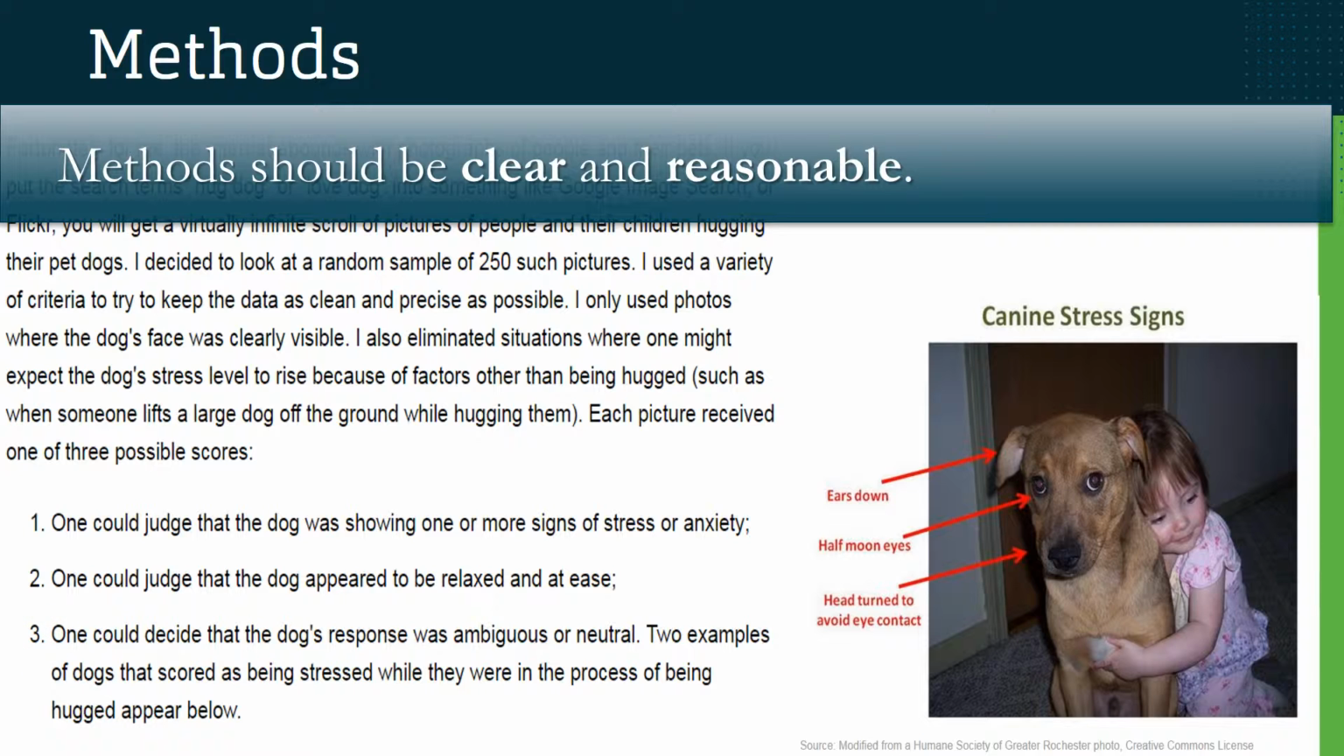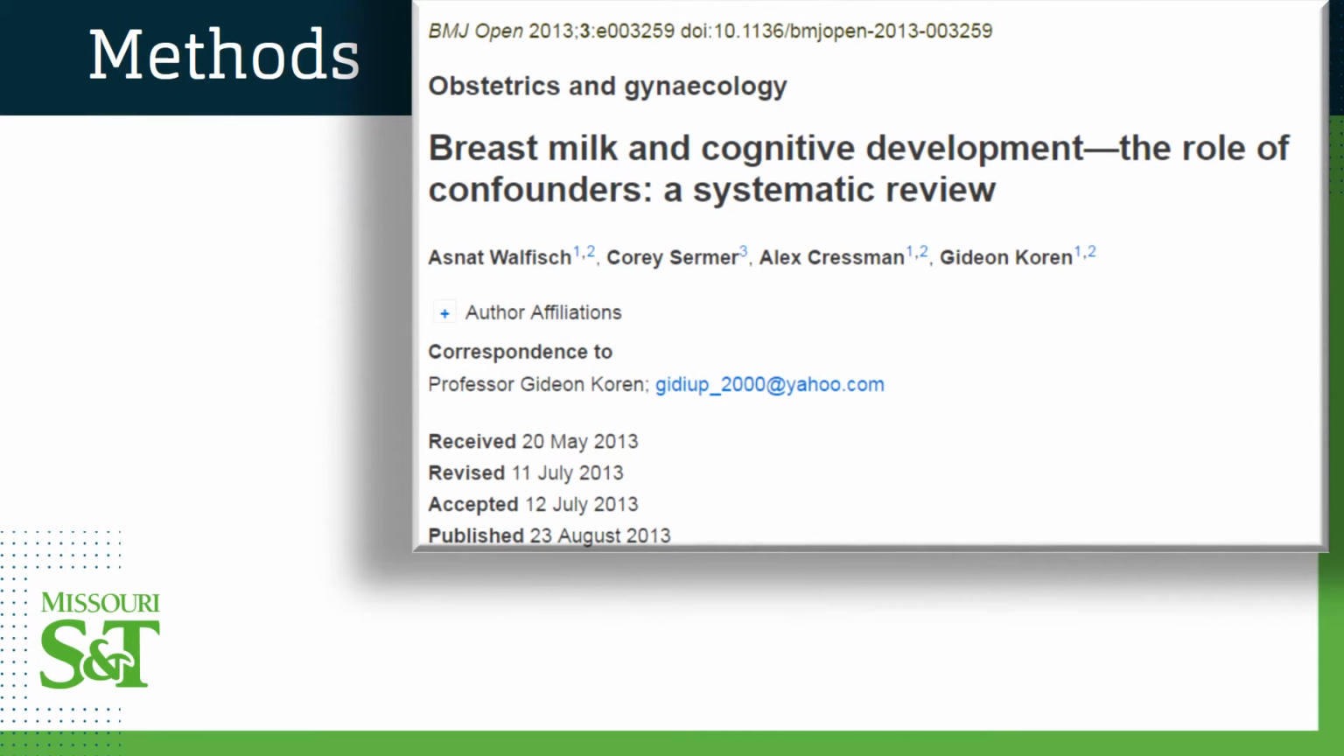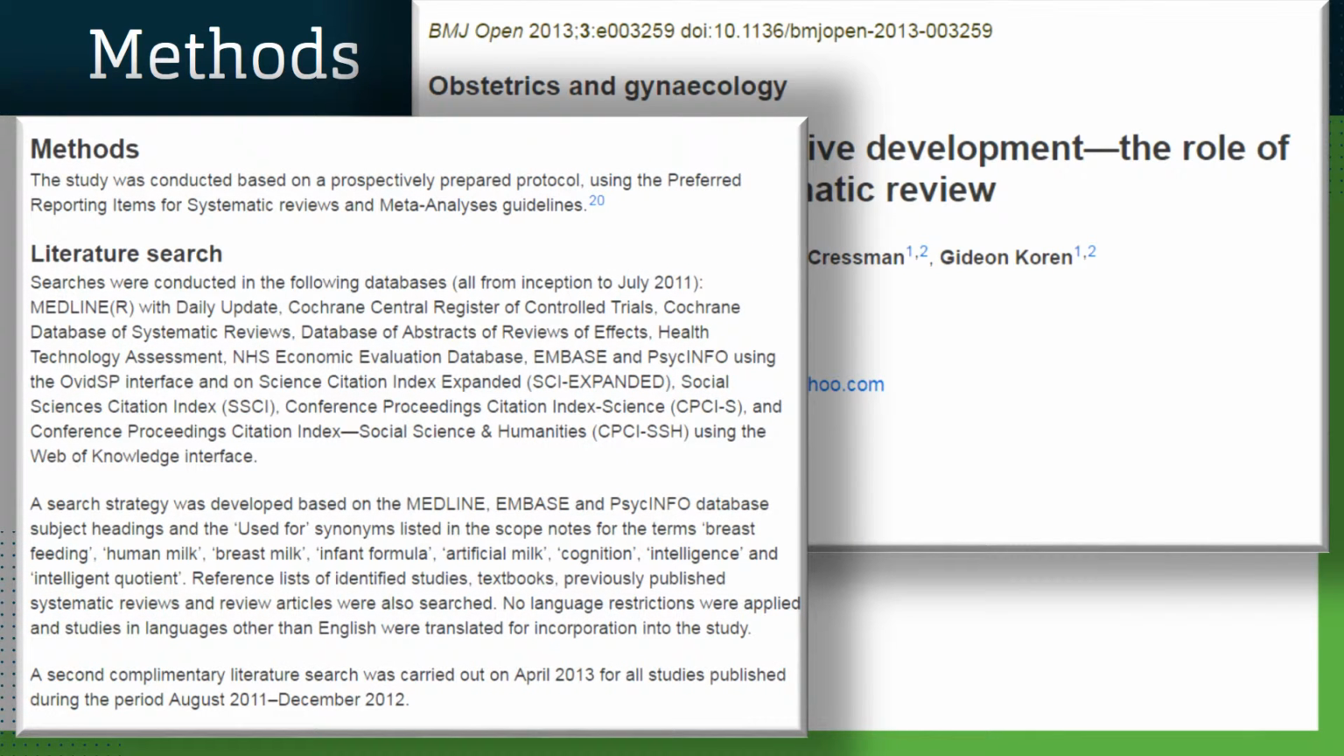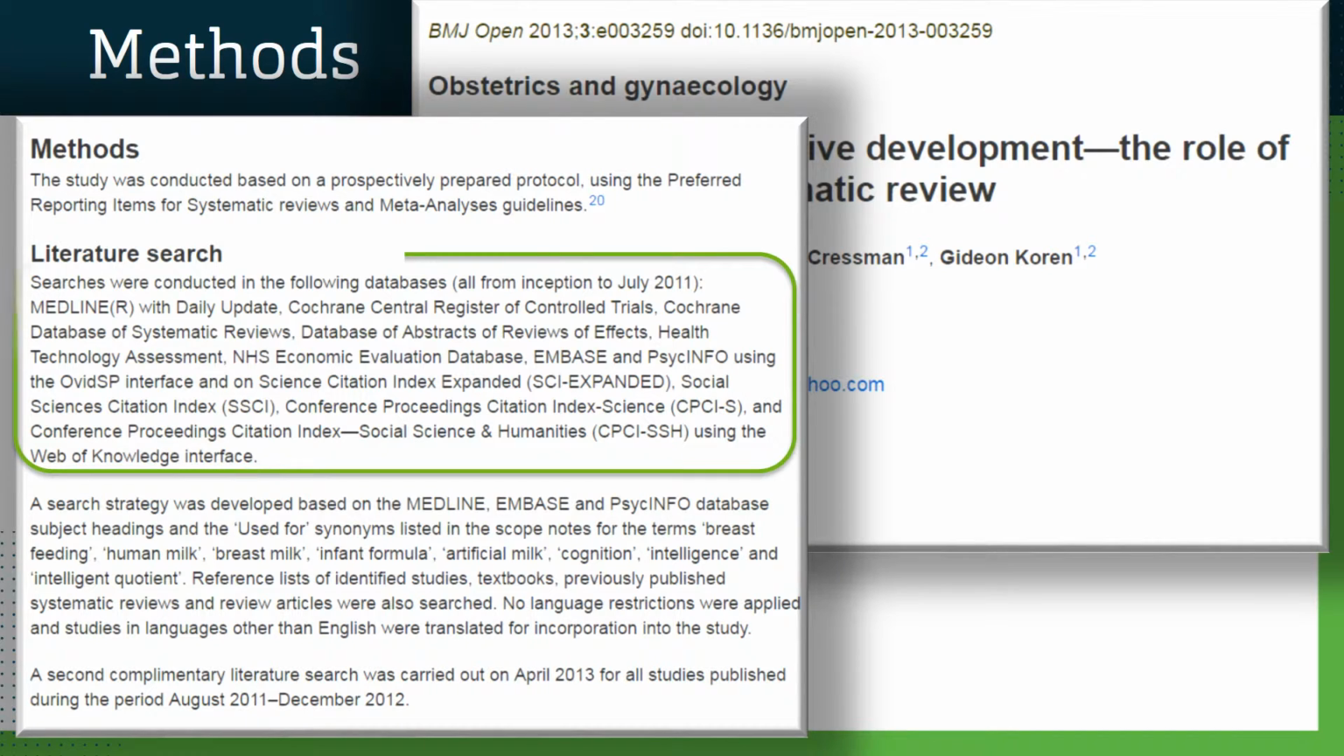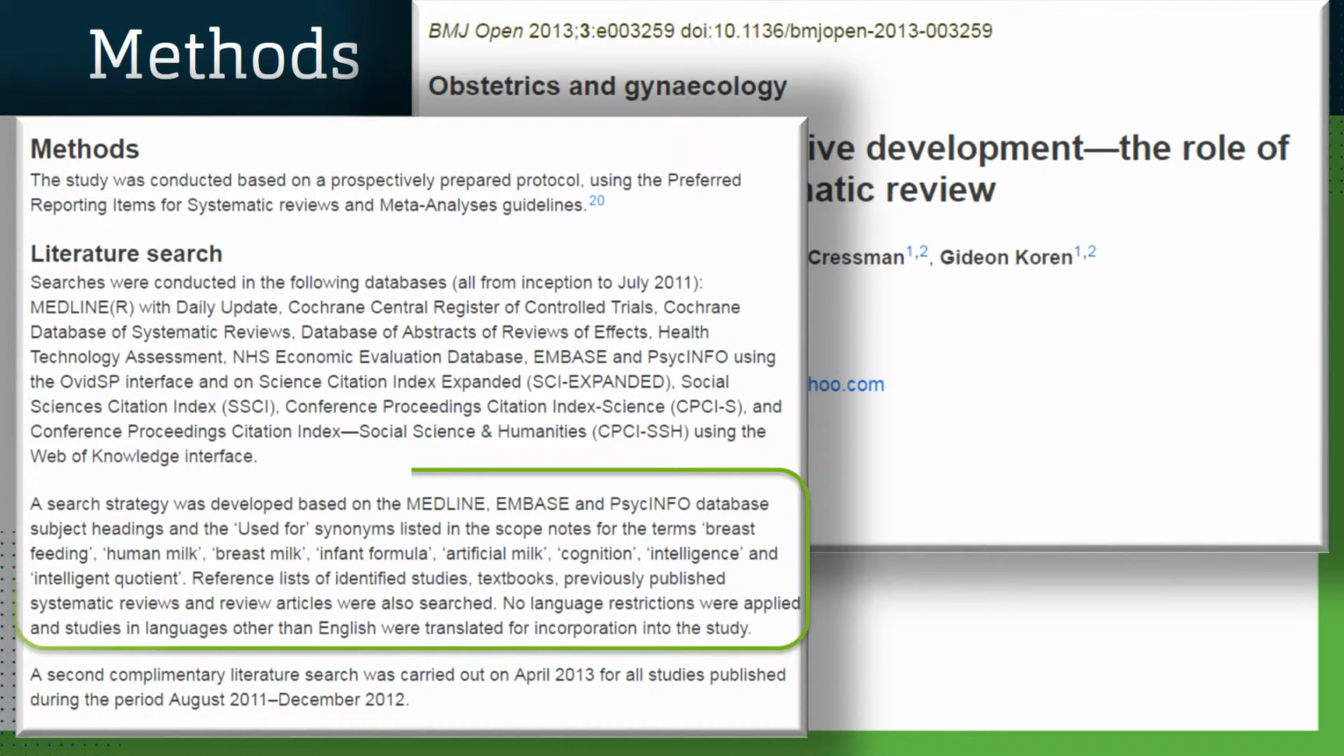Similarly, a team of Canadian researchers set out in 2013 to determine whether breastfeeding can be definitively linked to higher IQ, as had been reported by several recent studies. Rather than conduct their own experiment to add to the pile, these researchers conducted a systematic review of existing literature. Their methods section first outlined which databases they would use in order to gather sources. Notice the variety of databases here. And they outlined their search strategy, which includes the keywords they typed into their search and the types of sources they chose to include.